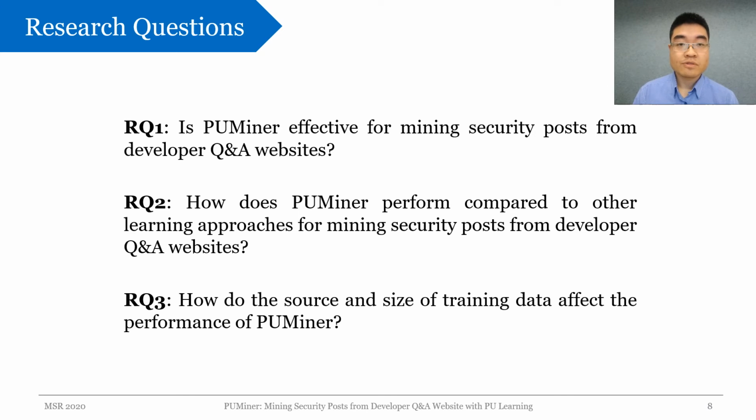Next, we propose 3 research questions to evaluate PUMiner. First, we want to explore which model configuration of PUMiner is the most effective for mining security intelligence from Q&A sites. Then we compare the optimal PUMiner with existing methods on this task. Finally, we investigate how PUMiner performs with respect to different sources and sizes.